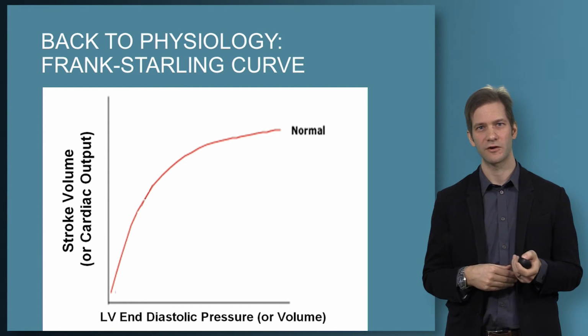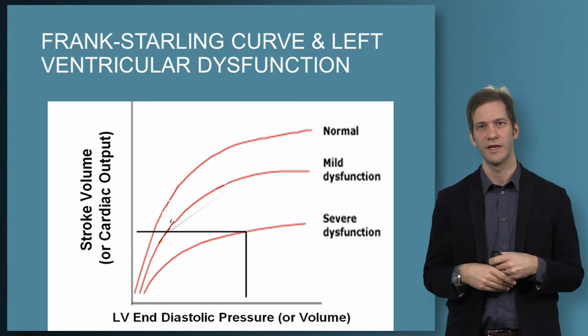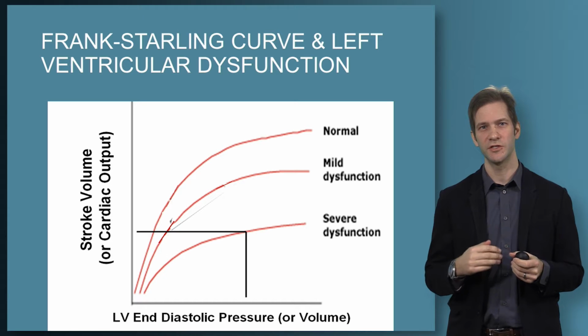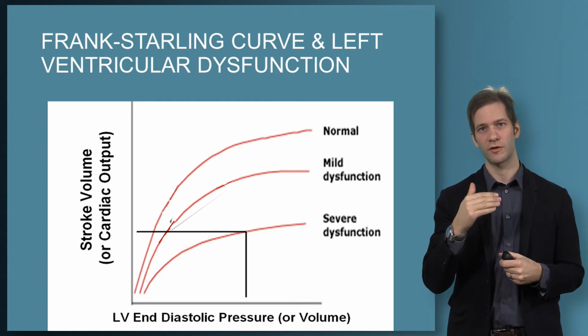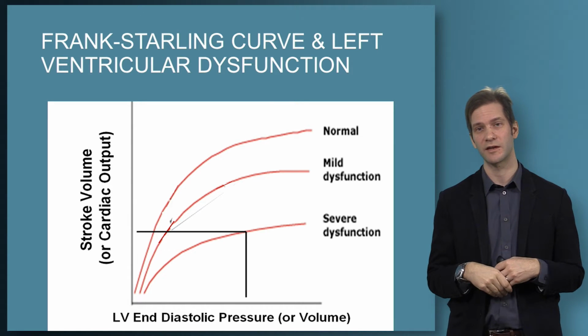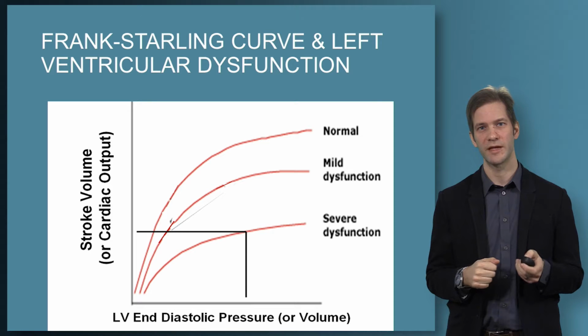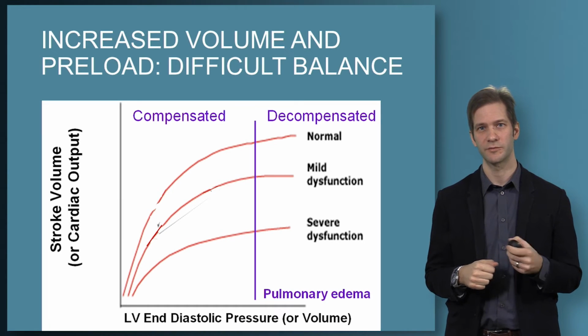So what does a failing heart look like? Well, it follows the same relationship, but the curve is downshifted. And if you think of severe dysfunction, just to maintain a borderline stroke volume and cardiac output, the pressure has to rise pretty high in terms of end diastolic filling or end diastolic pressure. And this is the main driver or contributor of symptoms.